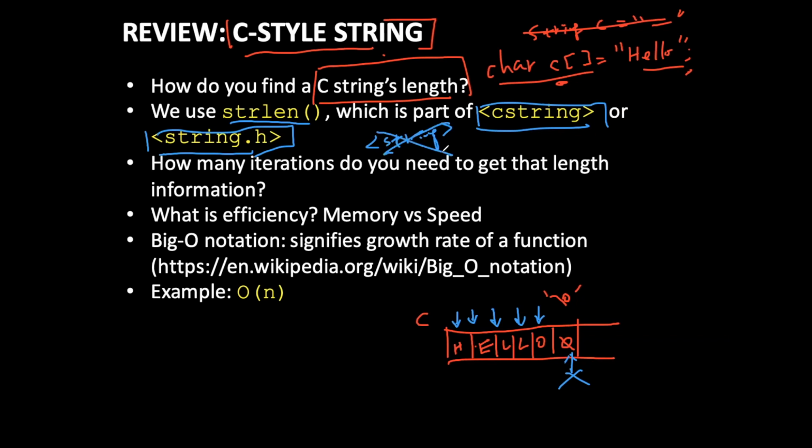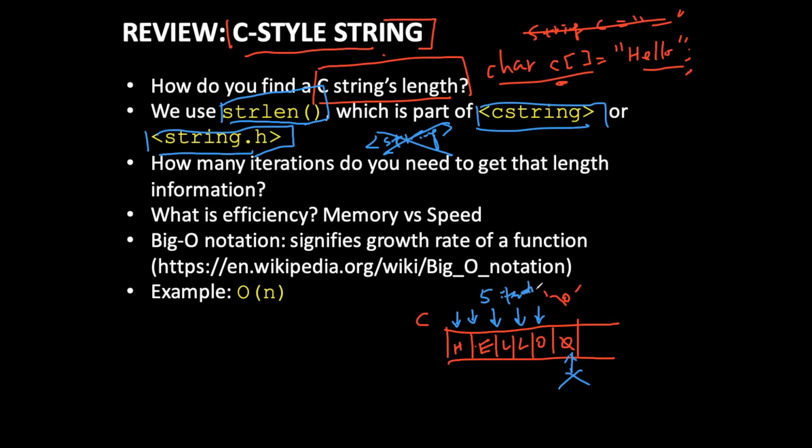We're not talking about C++ string here, we're talking about C string. So you would use cstring with no .h, or you can use pound include string.h. Both of these take care of the availability of strlen. So how many iterations do you need to get that length information? Obviously, we can write a for loop to iterate through these. So this is 5 iterations.